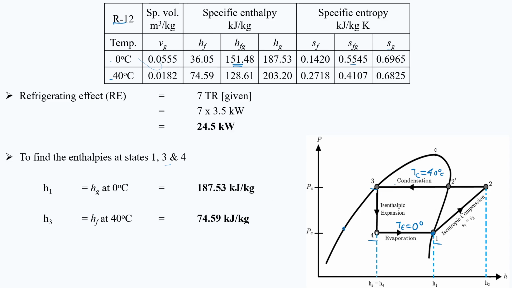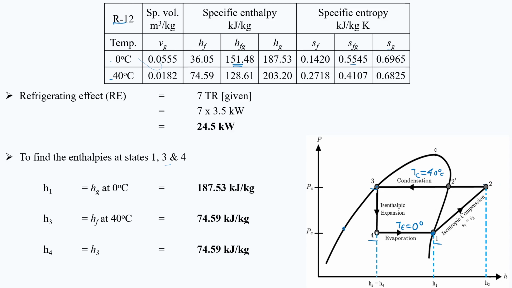Similarly, for the H3 value, we know that point 3 lies at a temperature of 40 degrees Celsius, that is, the condensation temperature. Also, 3 is lying on the saturated liquid line, on the left side of the critical point. So H3 is nothing but the HF value corresponding to 40 degrees Celsius, which is 74.59 kilojoules per kilogram. And similarly for H4, we know that 3 to 4 is an isenthalpic expansion process, so 3 and 4 will have the same enthalpies. So H3 equals H4, which equals 74.59. So easily we could find the enthalpies at points 1, 4 and 3 respectively.